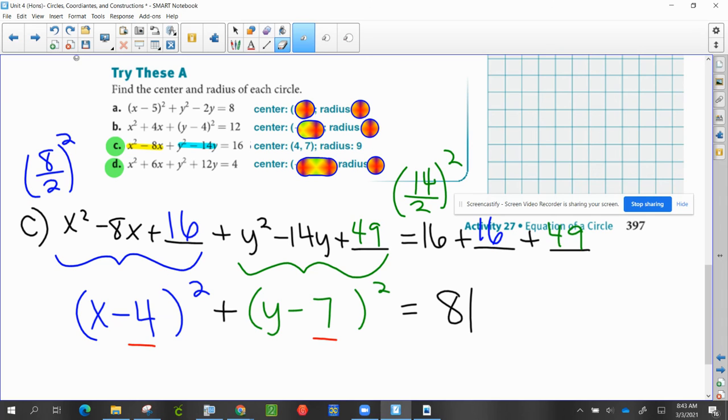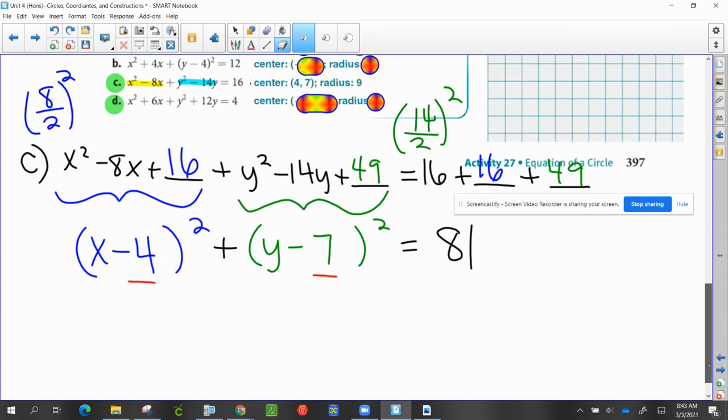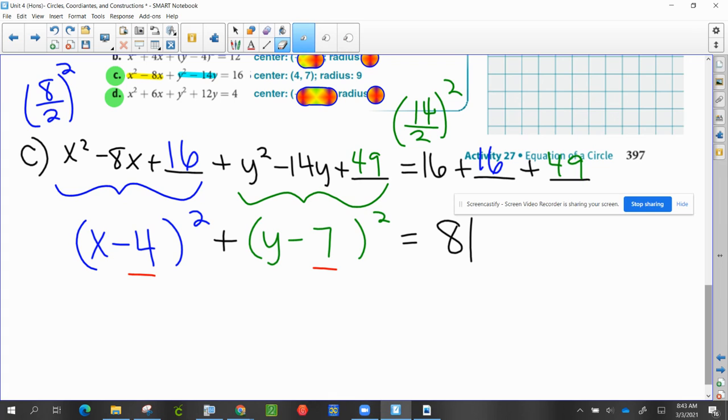Okay. So again, in some problems, you have to complete the square twice, but just go one chunk at a time, separate it. Okay, keep your work nice and neat. Don't forget to balance it on the other side. But I'm going to have you guys try D.